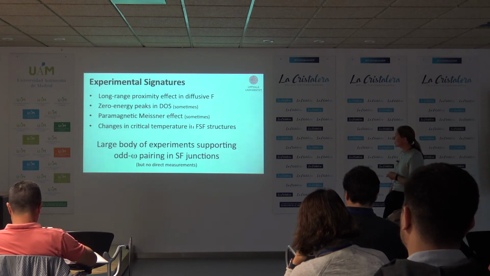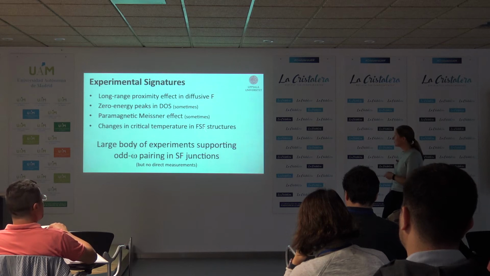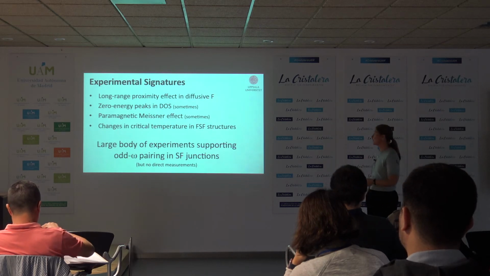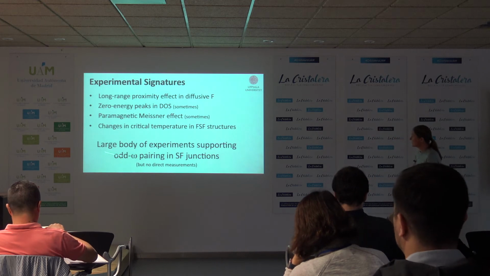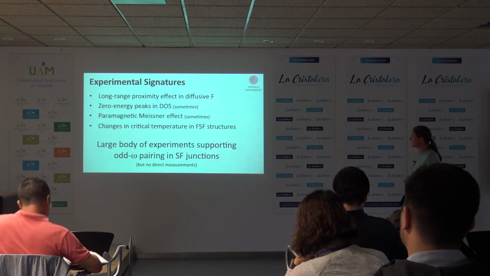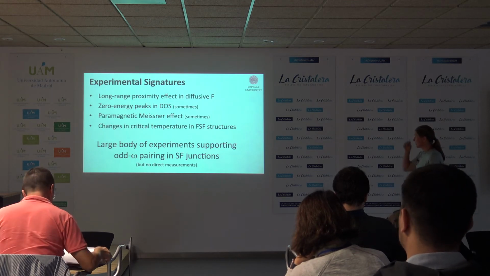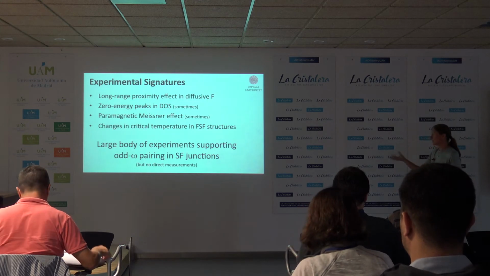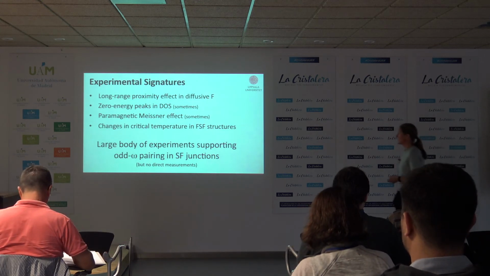If you have a structure like an FSF structure, where the superconductor is rather small between two ferromagnets, you can actually change the critical temperature in the superconductor by playing with the magnetization directions and with the odd frequency. The list is a little bit longer, but there are multiple experiments on all of these, and so I would say there is a large body of experiments supporting this odd frequency pairing in these SF junctions.